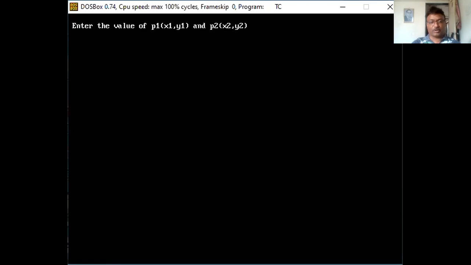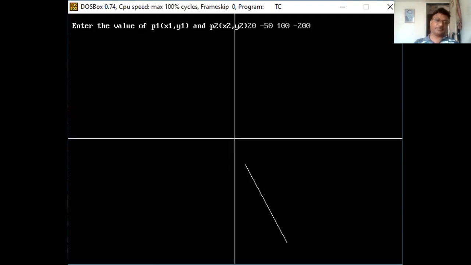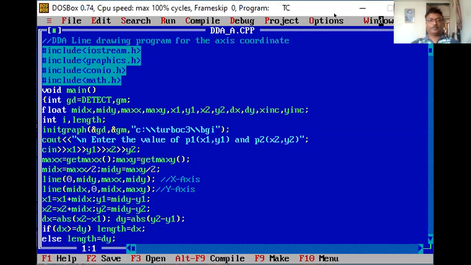Now check for the fourth quadrant. Suppose 20 -50, again 100 -200. Here the x value is positive and the y value is negative, so the line should appear in the fourth quadrant. See, the line is going to appear in the fourth quadrant. Likewise, you can verify in the program that the line appears in all the quadrants. So is there any question?